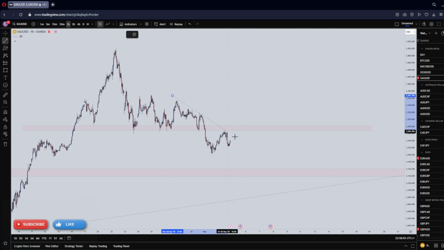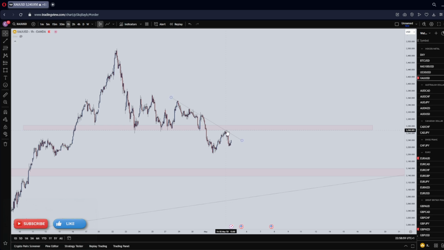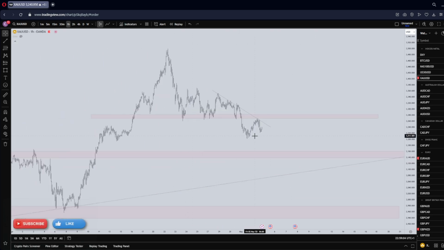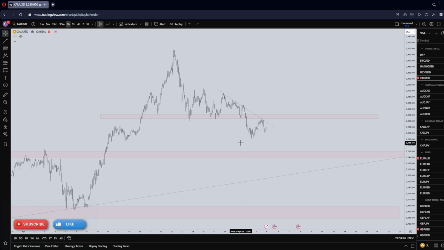So a possible short-term trade can be somewhere at this zone, down here to this support level. Down here to the support level. But honestly, gold is extremely bullish.